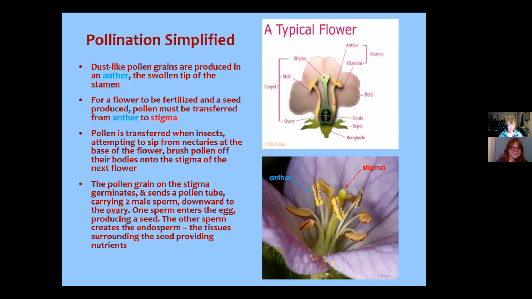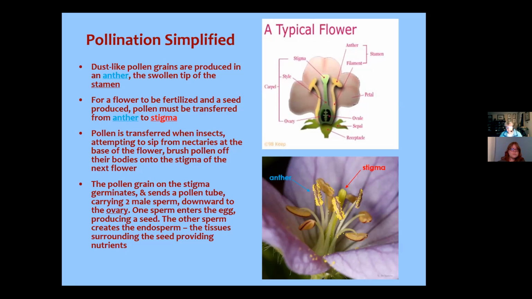All right. Okay, and then pollen is transferred when the insects attempt to sip from the nectaries. The nectaries are down here at the base of the flower. Same thing with all of these, and we'll talk more about the nectaries as we go through. As they go in to sip from the nectaries, they can get pollen on their bodies, on their hairs, on their feet, on their feathers. For example, a hummingbird.